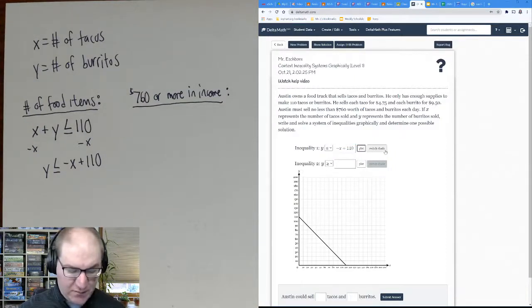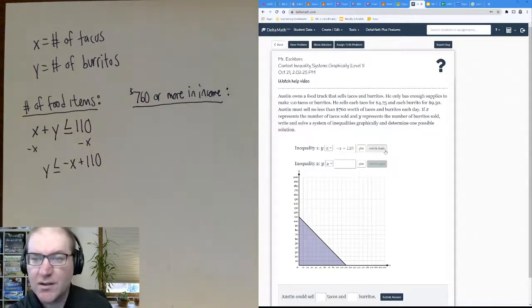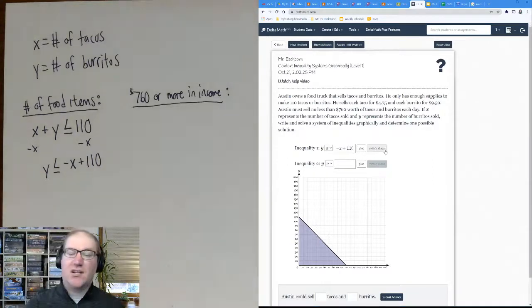And we should shade that, right? Does it make sense that he would make above that or less than that? This one is telling me that he could do 0 tacos and 0 burritos. That would work, right? If I shade the other side, that's going to be big numbers, right? He can't go over 110, so it would make sense to shade on the other side for this one.